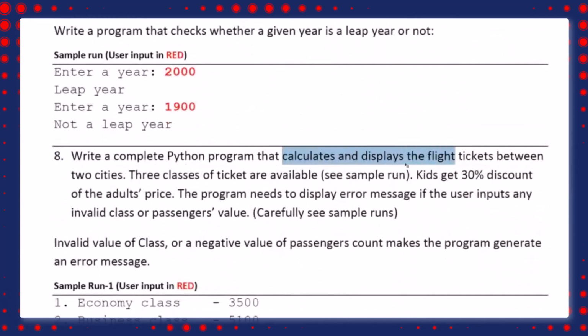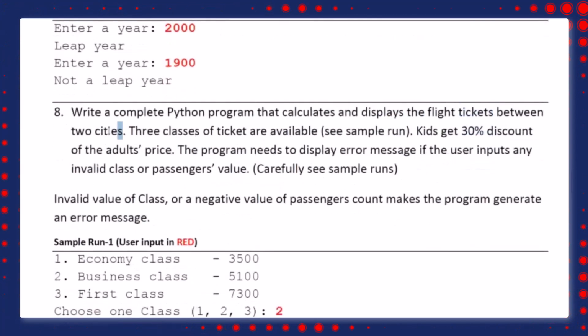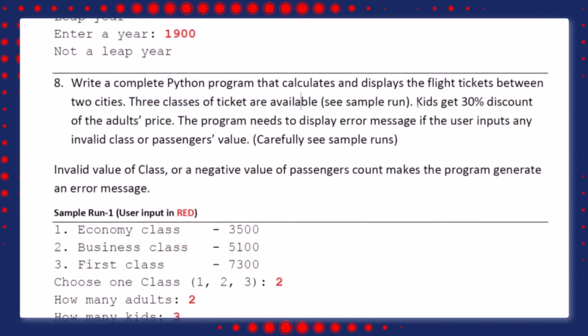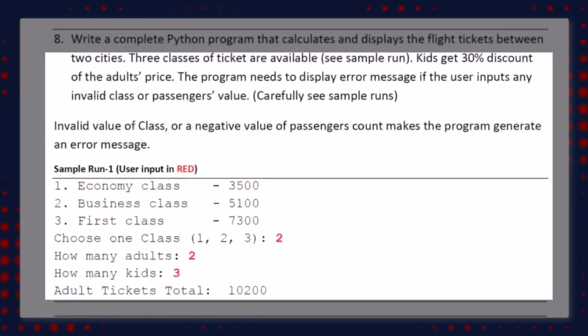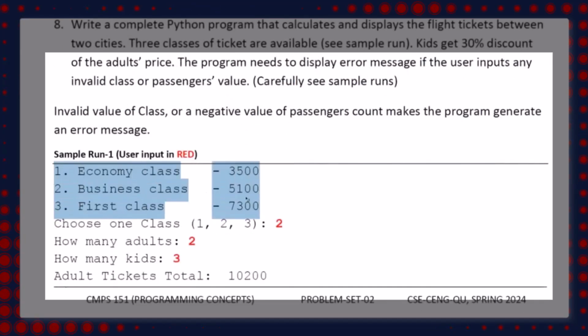Write a complete Python program that displays and calculates flight tickets between two cities. 3 classes of tickets. Okay. Let's see them. Kids, they get how much discount? 30%. Okay. The program needs to display an error message if the user inputs an invalid class. So how many classes do we have here? Economy, business, and first, so the user needs to enter either 1 or 2, or 3. If you input something wrong, is it valid?